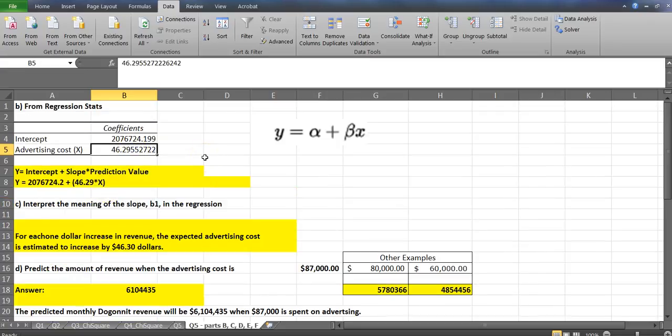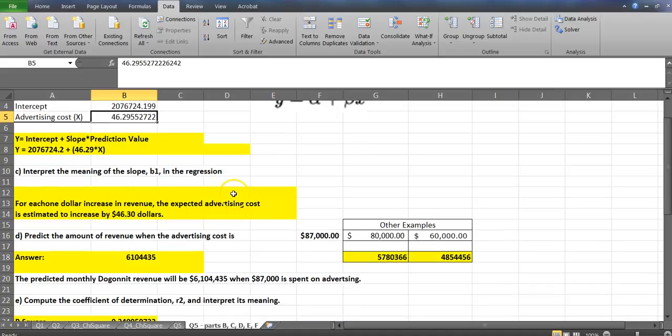So how do you interpret the slope? We have this number here. Again, remember we already did our conversions in dollars, so we know 1 for 1, and this is pretty standard how you make this interpretation. So for each $1 increase in revenue, the expected advertising cost is estimated to increase by $46.30. That's just this number here.